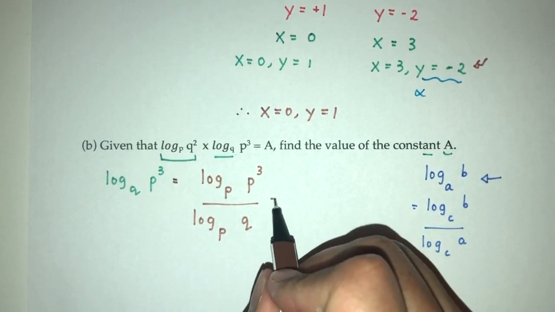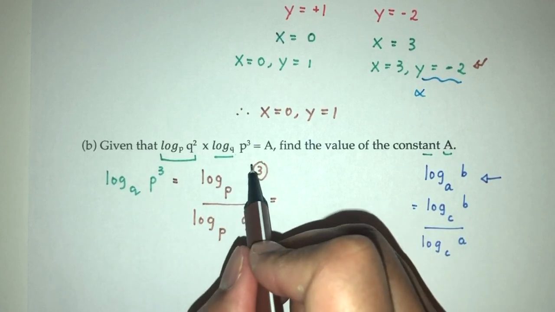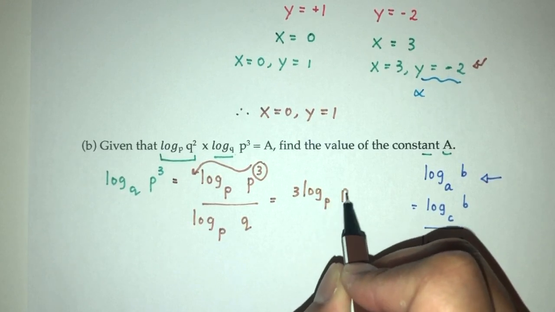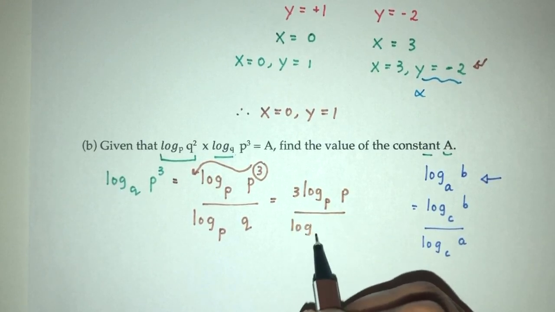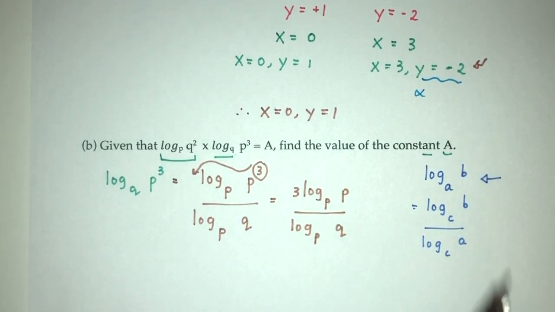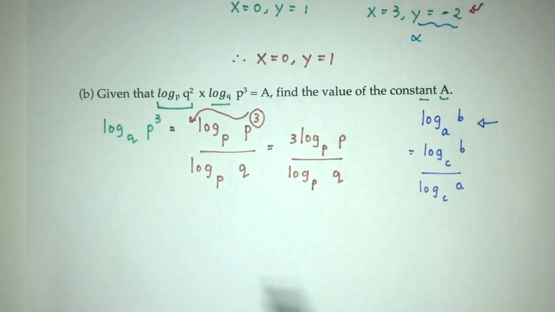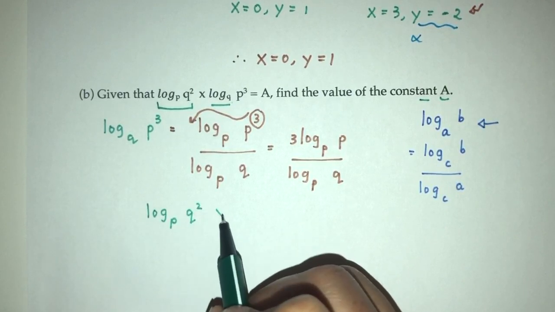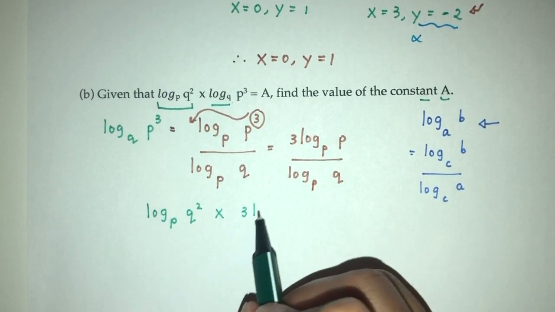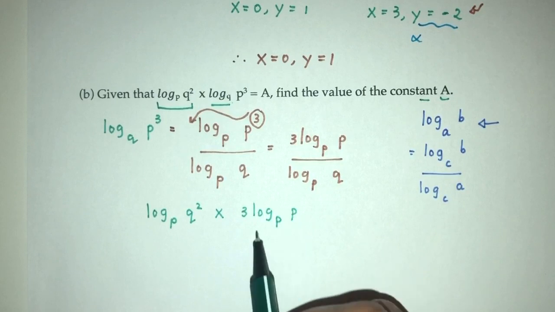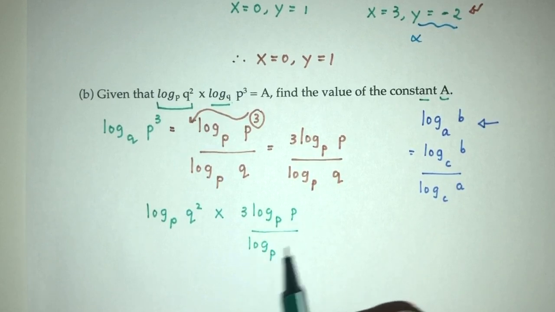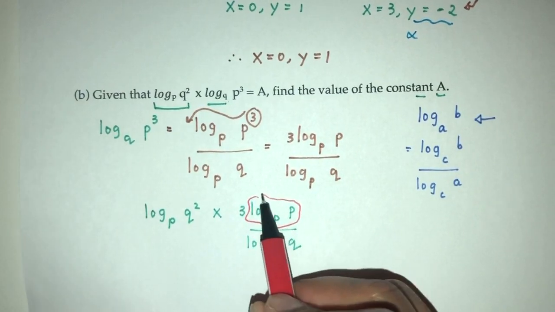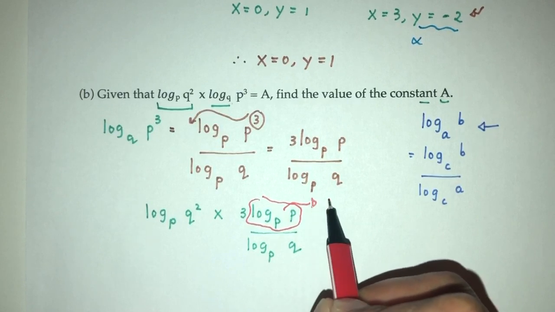Now simplify. If you observe, here we have a power of 3. We can send this right here. You will have 3 log base p of p divided by log base p of q. Now we can replace this back in the main equation. So we have log to the base of p, q squared multiplied by this 3 log base p of p over log base p of q. Now if you observe, when you have log to the base of the same value p and p, that has to give you the value of 1.